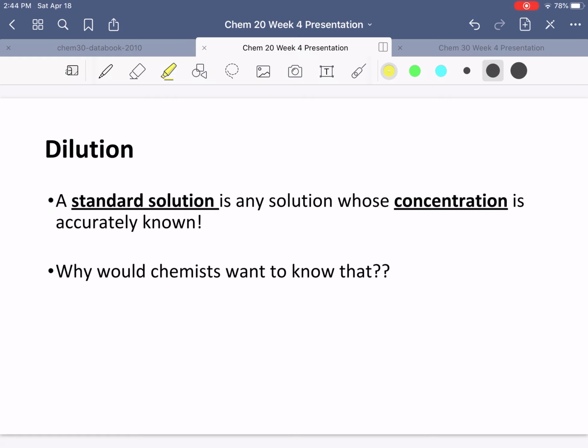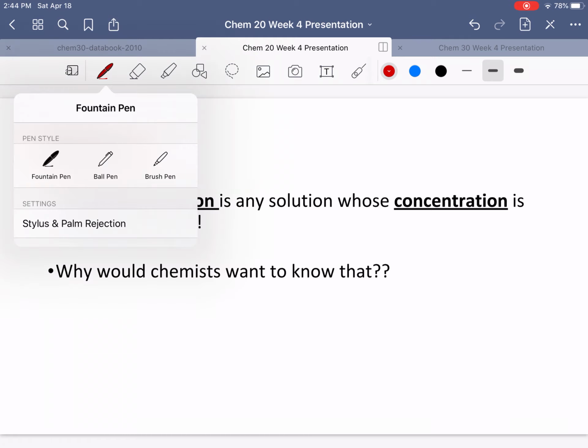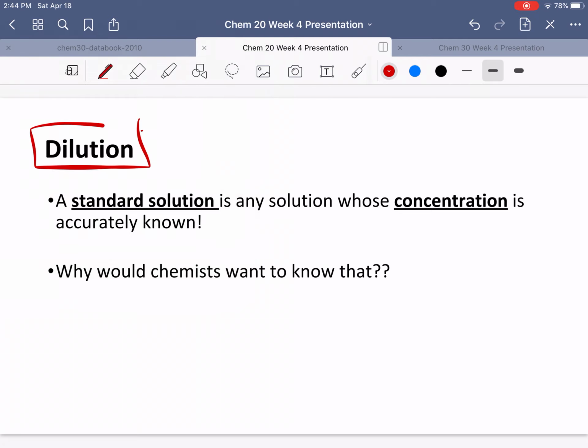Our focus today is on another way that we can do calculations based upon solutions. Now, we've got a couple new definitions that come along with this one and a new formula for you to use as well. Okay, so first things first, dilution is our main thing that we're looking at today.